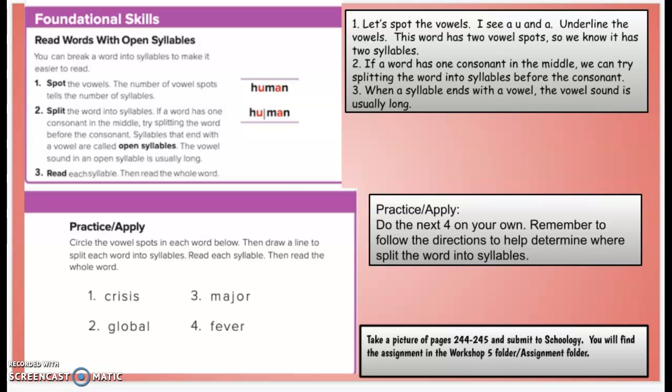All right. So again, knowing where to put the split or to split up the word into syllables, you're going to practice those next. Now your job is to do the next 4 on your own. Remember, look at these directions to help determine where to split the word into syllables. It helps if you circle the vowel spots in each word, and then you're going to draw the line based on the directions that we just went through. Once you do that, I'm going to have you take a picture of pages 244 and 245 and submit it to Schoology. You will find this assignment in the Workshop 5 folder, the assignment folder.